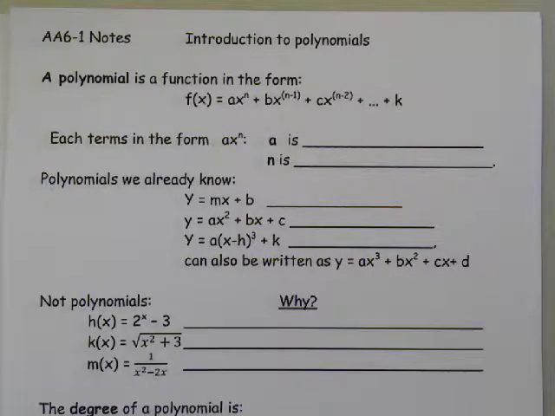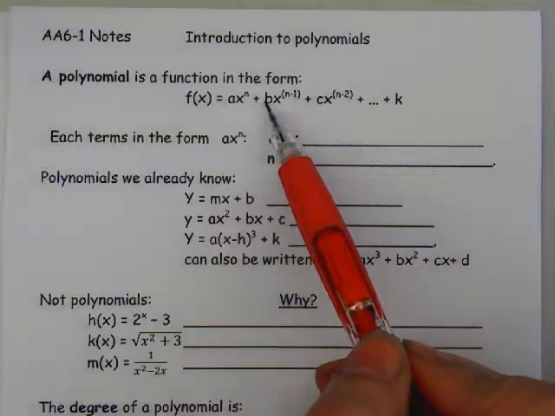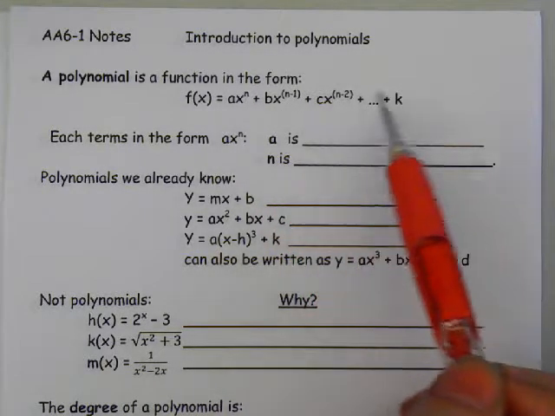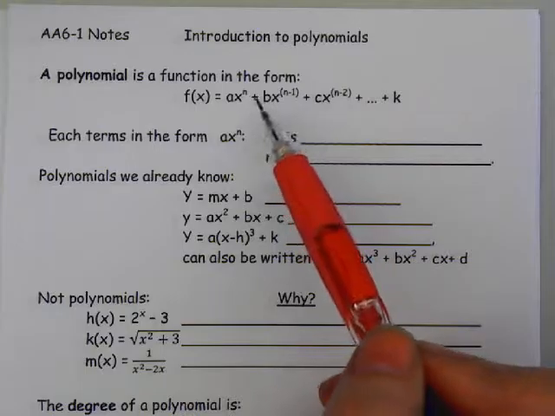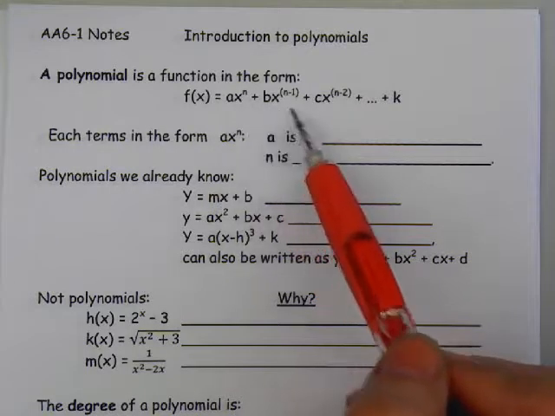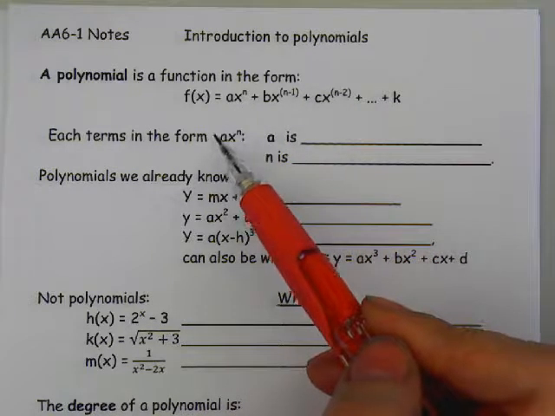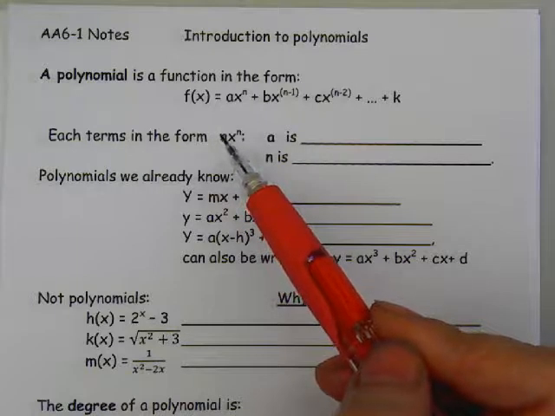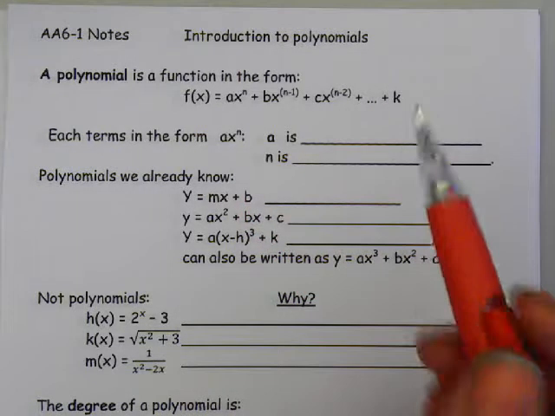A polynomial is a function in the form ax to the nth plus bx to the n minus 1 plus cx to the n minus 2. So when our exponents are in descending order, going from largest to smallest, we have the same variable, x, in all of these cases. That's what we call standard form of a polynomial.